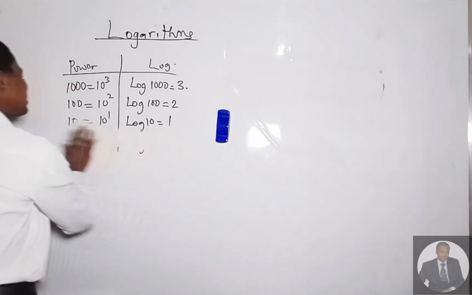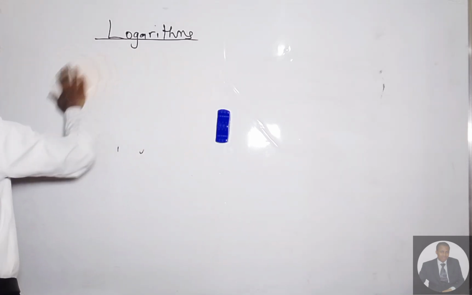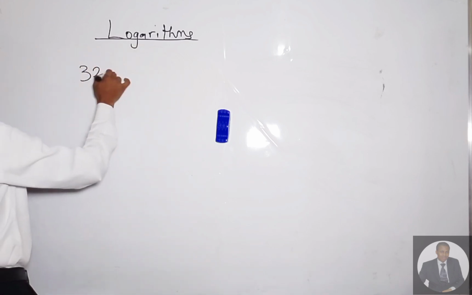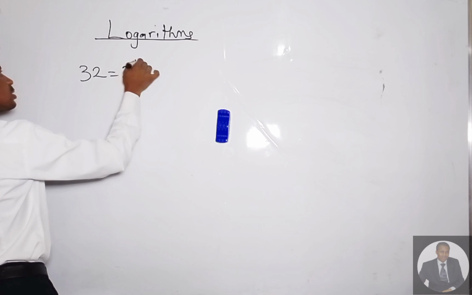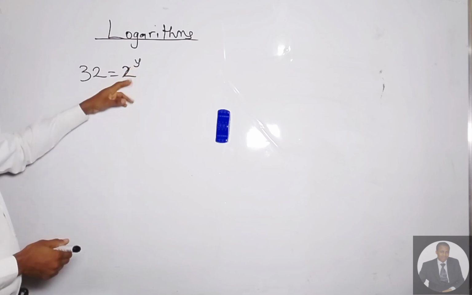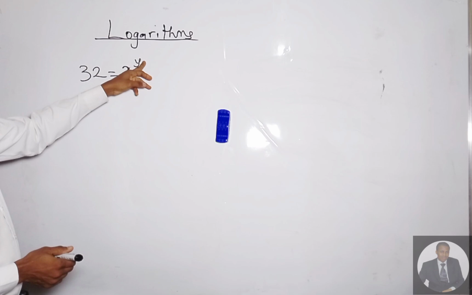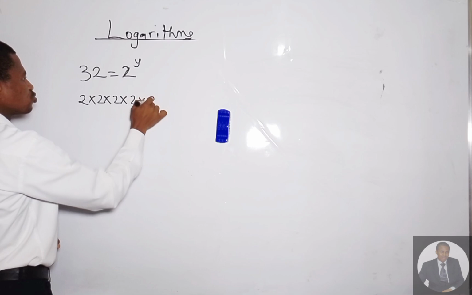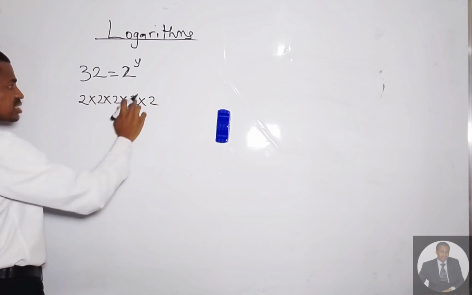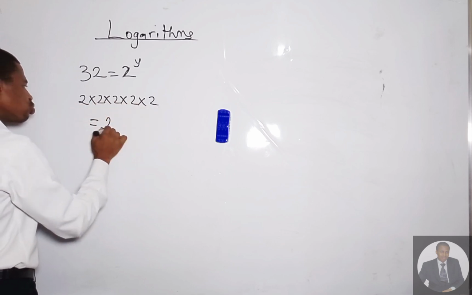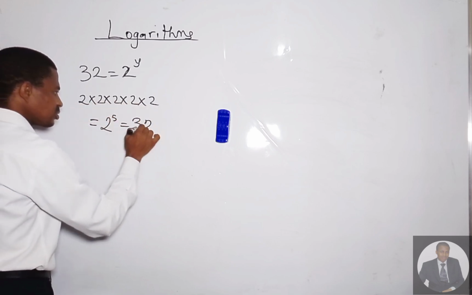So this is what logarithm is all about. However, logarithm and indices work pari passu. For instance, if we say 32 is equal to 2 raised to power something, it means how many places will 2 be raised to give us 32? Let's look at it. 2 times 2 times 2 times 2 times 2. 2 times 2 is 4, times 2 is 8, 8 times 2 is 16, 16 times 2 is 32. So how many 2s are here? 1, 2, 3, 4, 5. So it means 2 raised to power 5 will give us 32.